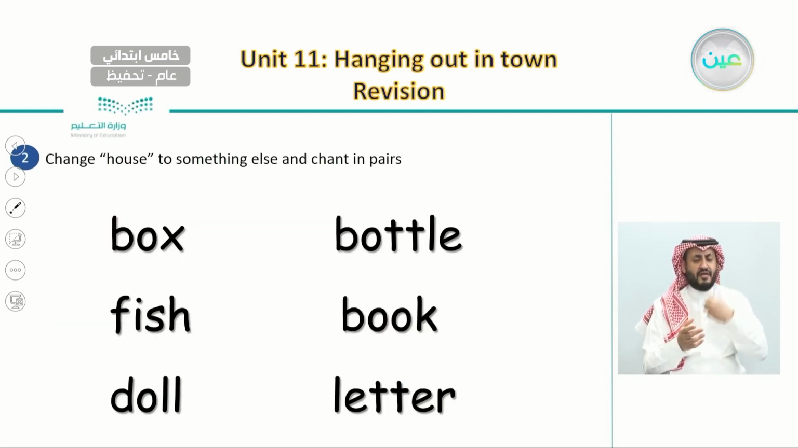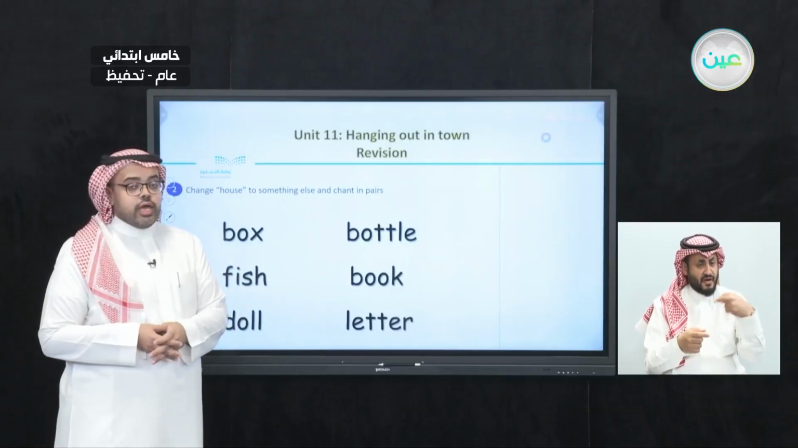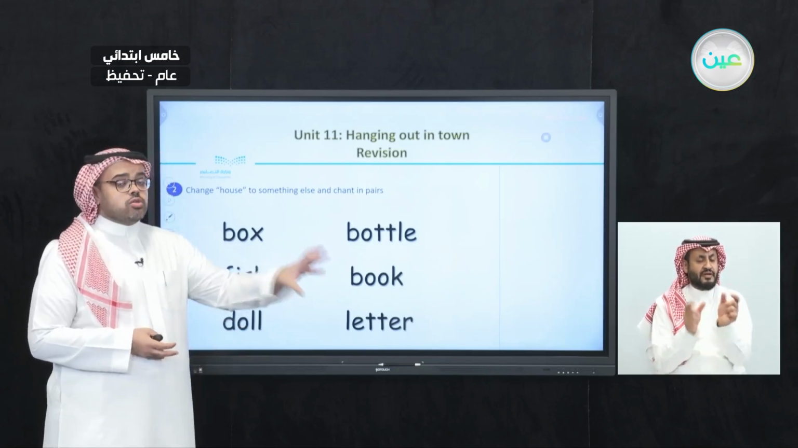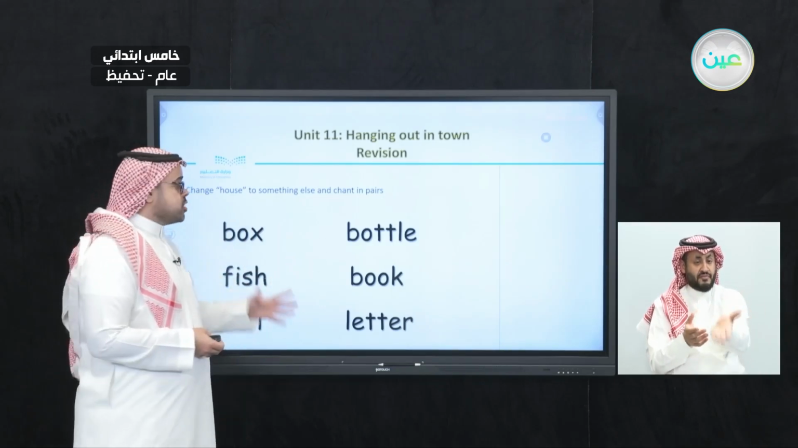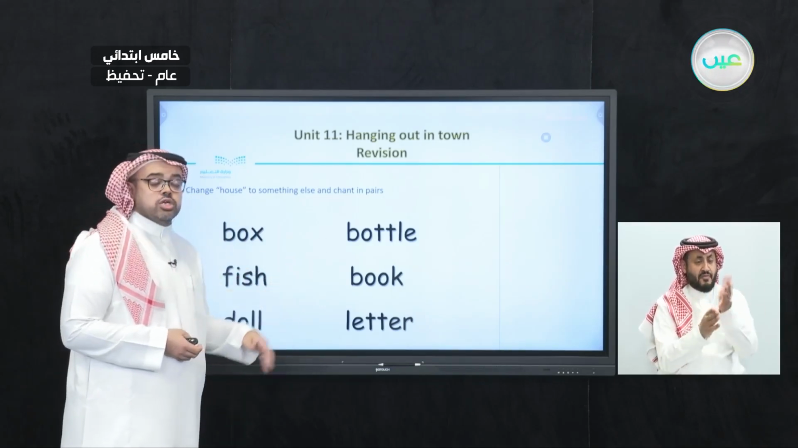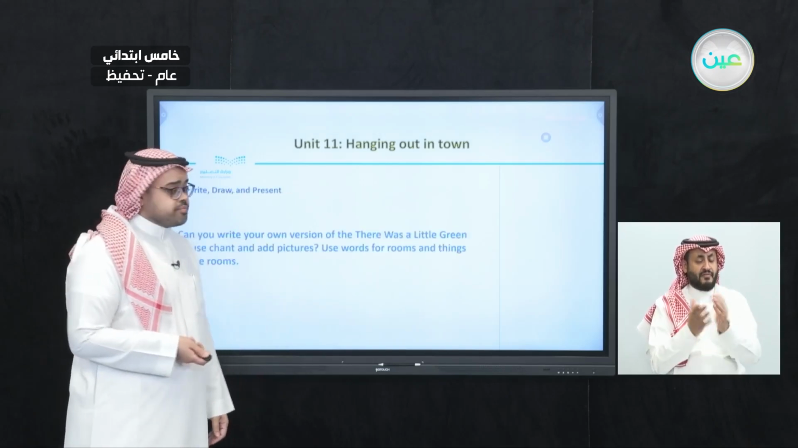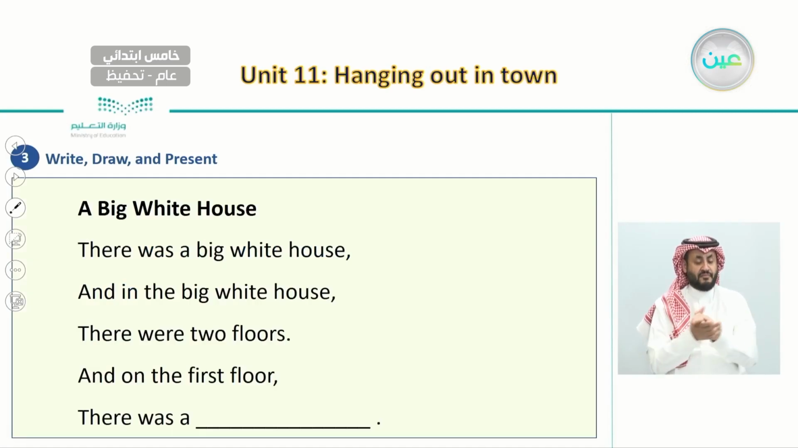So here in this chant that talks about house, we said that you can make your own version. You can write your own chant. And how you can do this? By changing the word house and replace the word with either of these words, like box, fish, doll, bottle, book, and letter. And we said that you can also present it with pictures of your own, so you can have or develop your new chant.